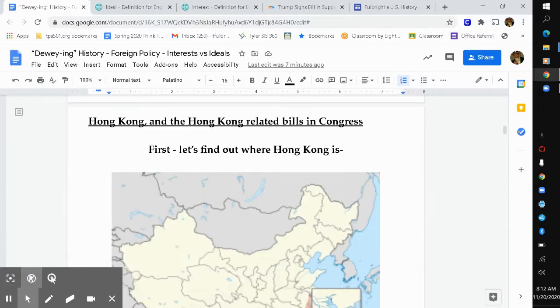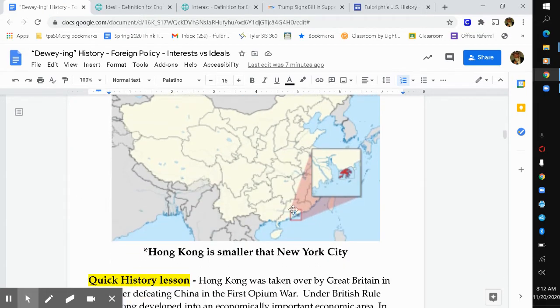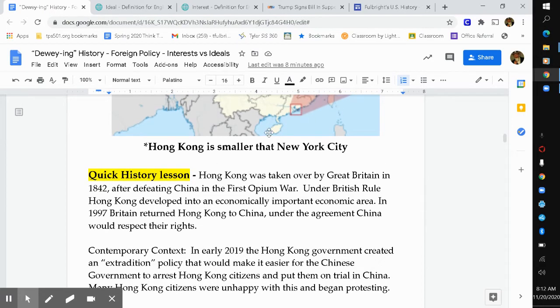For our contemporary debate, we're going to be talking about what's happening in Hong Kong. We need to find out where Hong Kong is first. Right here, connected to the mainland of China. So a quick history lesson you remember from world history is about the Opium War. So Great Britain defeated China in the Opium War, and under that they demanded that China give them Hong Kong as British territory. The British did that so they could have trade with China using that port.